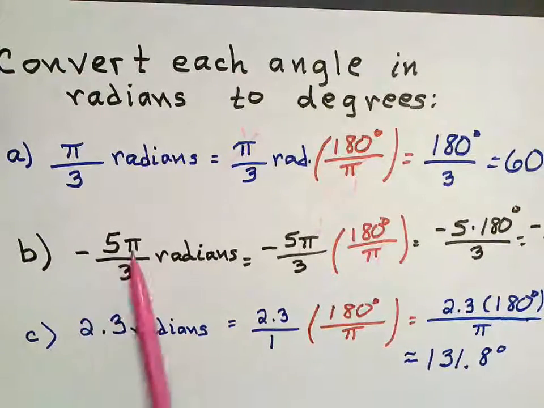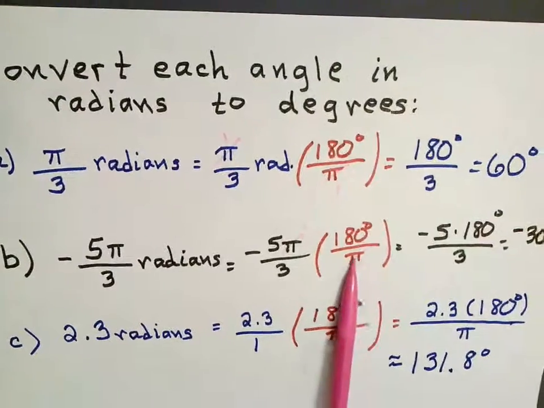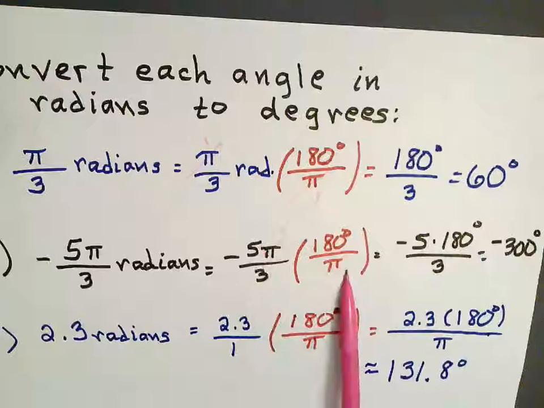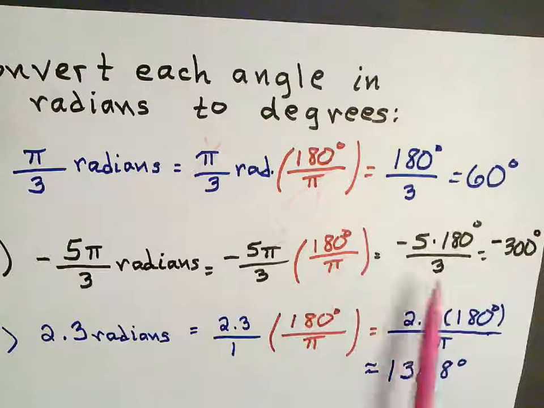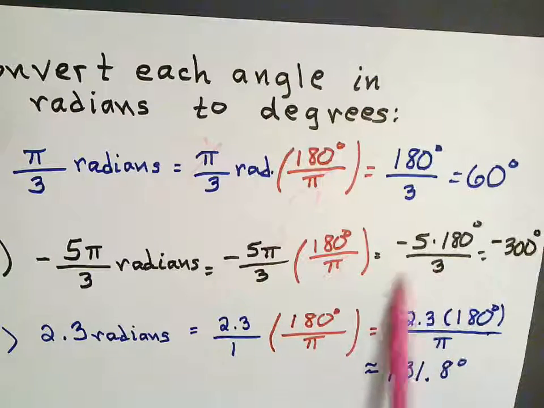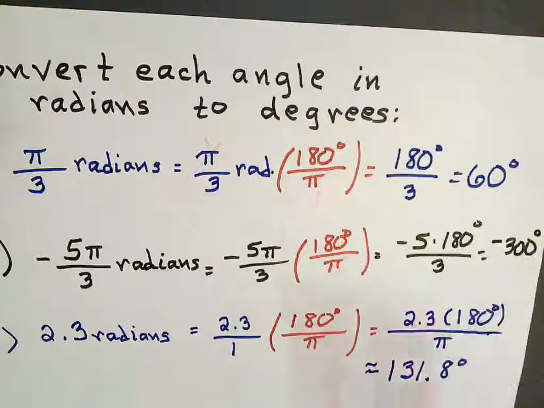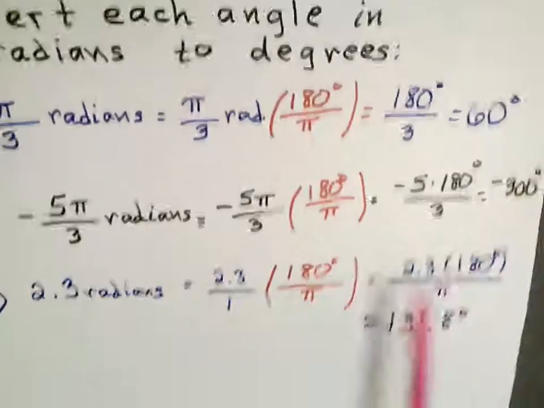Here we have a negative 5 pi over 3 radians times our conversion factor of 180 degrees over pi. The pi's cancel out. So we're left with a negative 5 times 180 over 3. When you multiply and divide, we get a negative 300 degrees. So a negative 5 pi over 3 radians is the same thing as a negative 300 degrees.